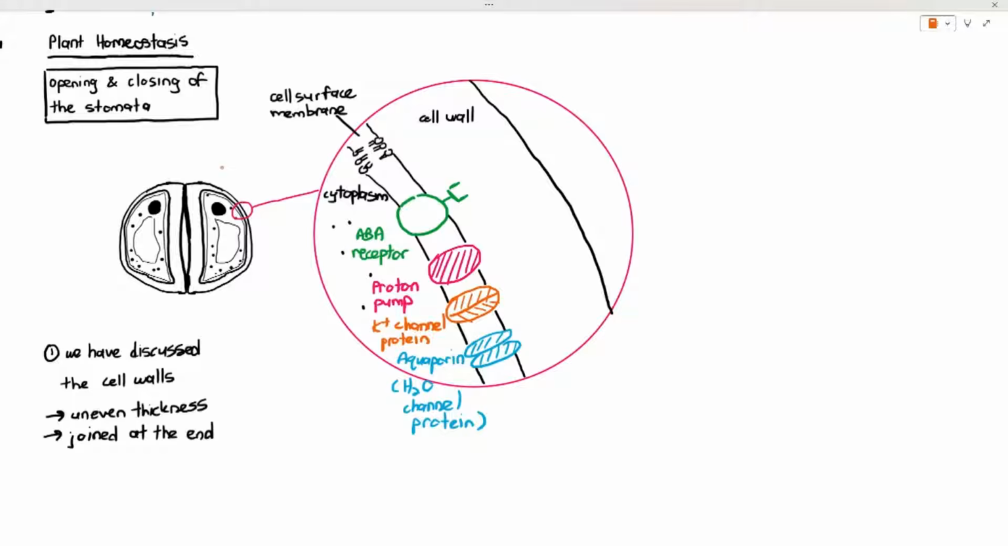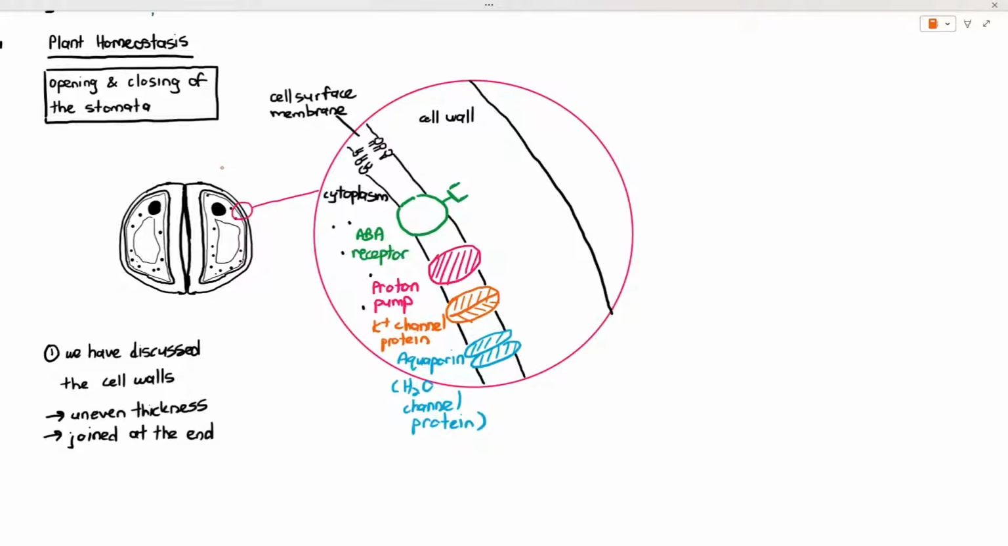Now, a proton pump is basically a transport protein that does active transport, and it's going to be actively transporting out hydrogen ions. Potassium ion channel is to carry out facilitated diffusion of potassium ions. Aquaporin is a water channel to allow water to pass through. Simple as that.